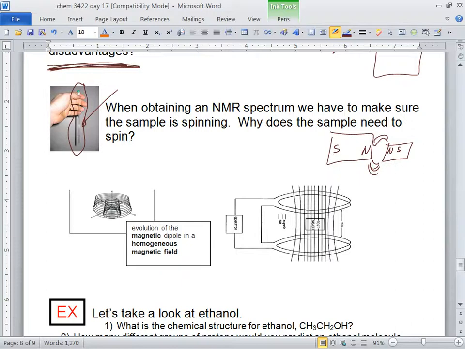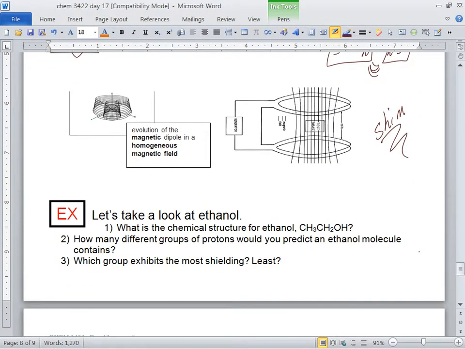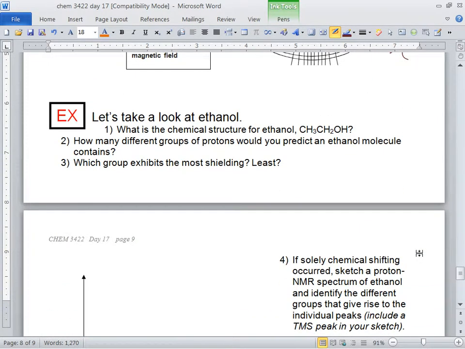So that's why you need to be doing this shimming and that kind of thing to try to get that field to be as homogeneous as possible. Pretty hard to do. So you gotta spin that thing because then, right, it kind of averages out. You gotta spin it pretty fast. So shimming's not near good enough. Let's take a look at ethanol.